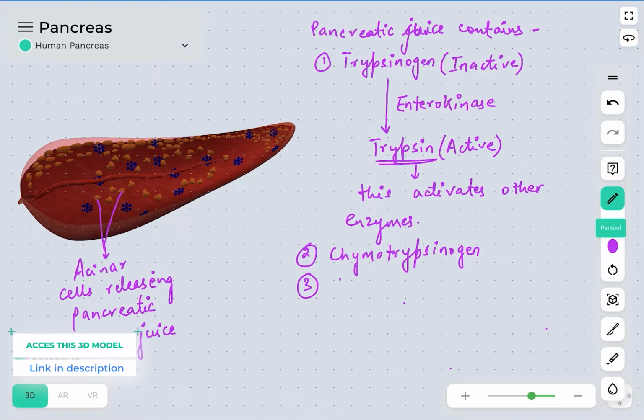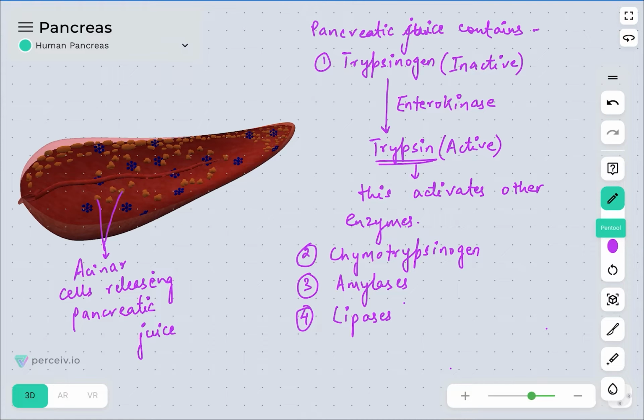Then there are amylases. Then there are lipases. All these enzymes have very peculiar functions in digestion, so we will also see that. Nucleases. Now let's see individually what the actions of these enzymes are in the digestion process.